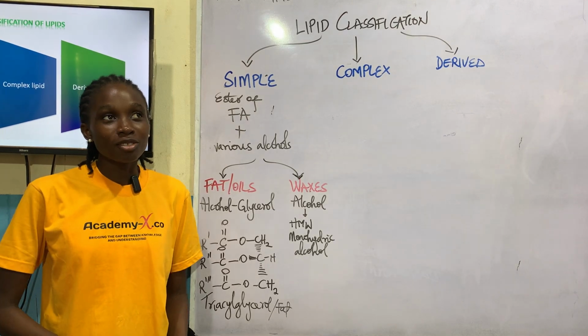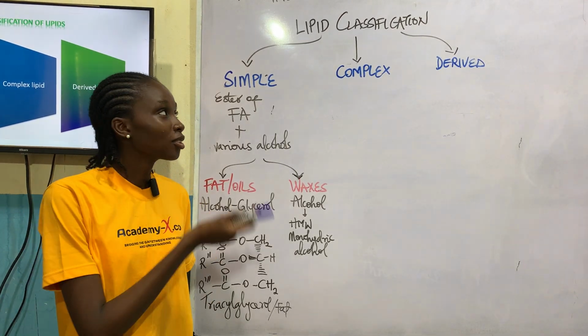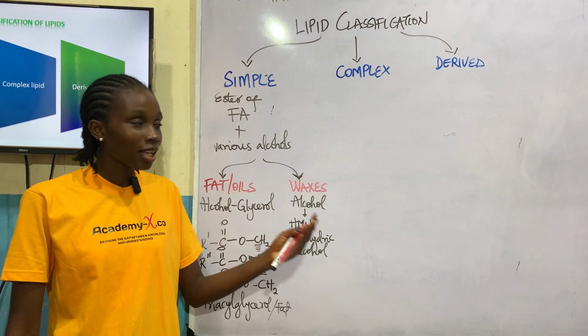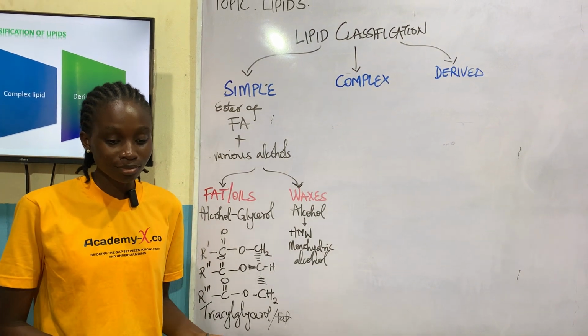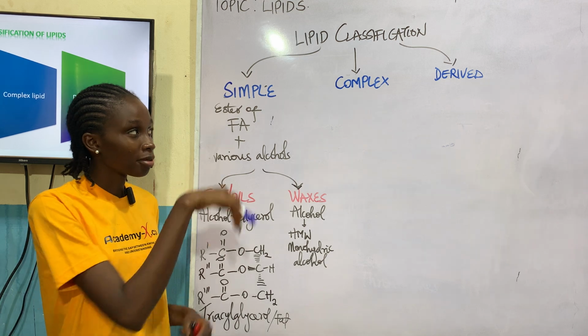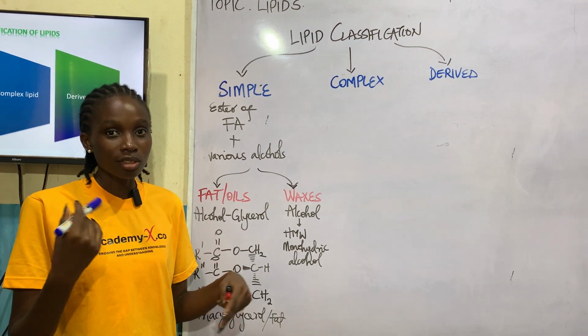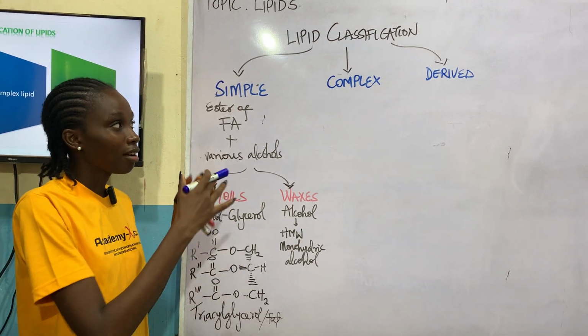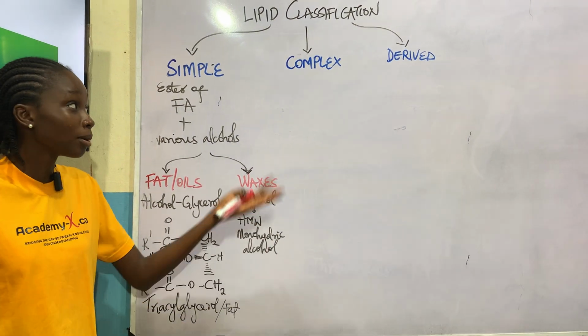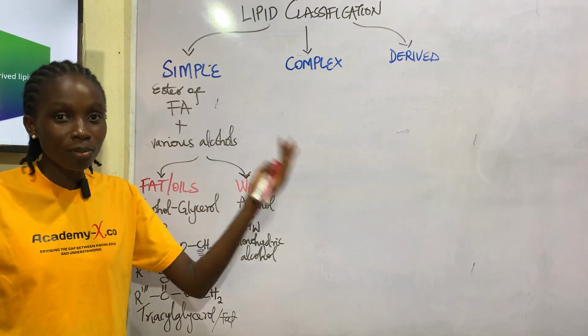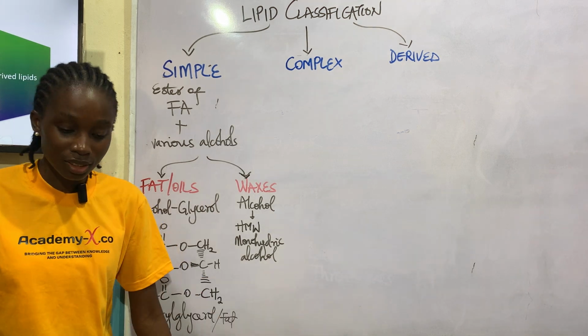Okay, so we've talked about the function of lipids. Now we'll go to the classification of lipids. I'm using this because, for me, visuals help everything better. So they are basically divided into three parts: simple lipids, complex lipids, and derived lipids.